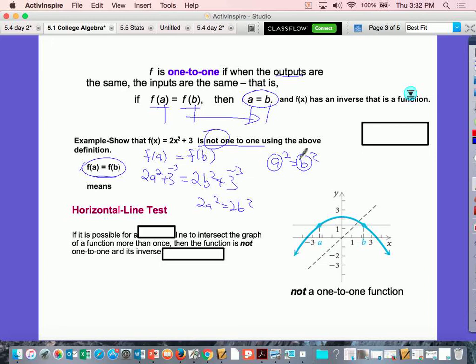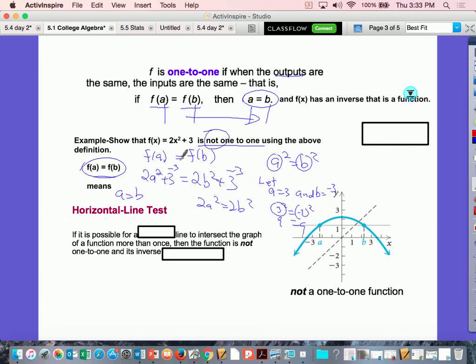Well, positive and negative. So if I let, and I'm going to write this, and I wouldn't mind if you wrote this, I'm going to let a equal 3 and b equal negative 3. And I'm going to show you that, hey, 3 squared is 9, and negative 3 squared is 9. So does a have to equal b? No, a didn't have to equal b.